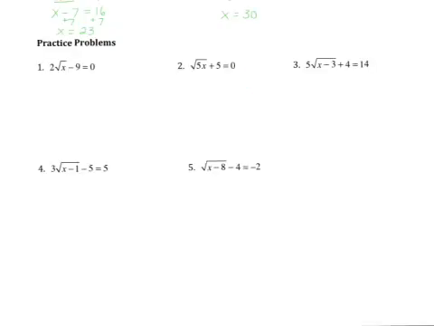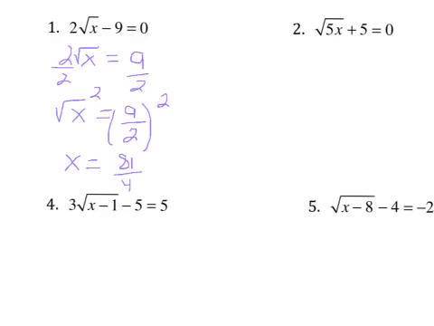Pause the video, try these practice problems on your own, and then restart the video to see if you got them correct. Check to see if you got number 1 correct. Number 1, you had to square a fraction, so make sure you squared both the top and the bottom. So your final answer is x equals 81 over 4.